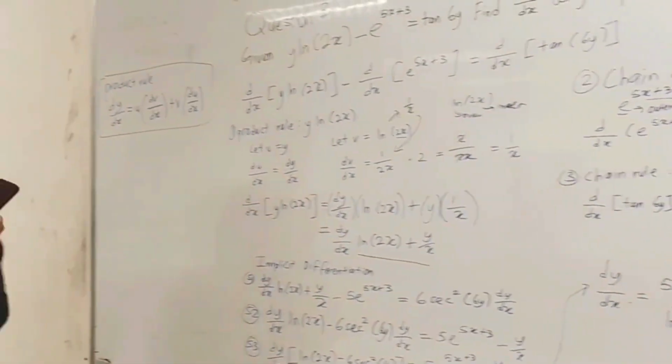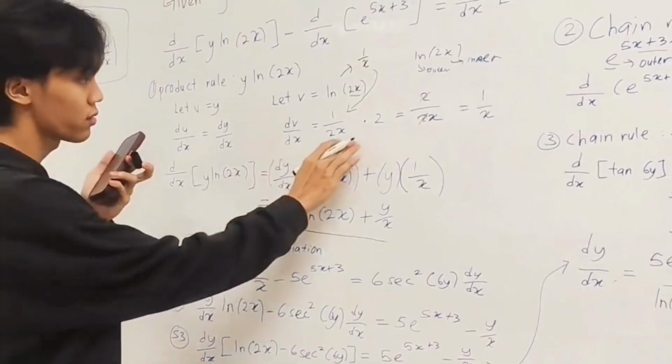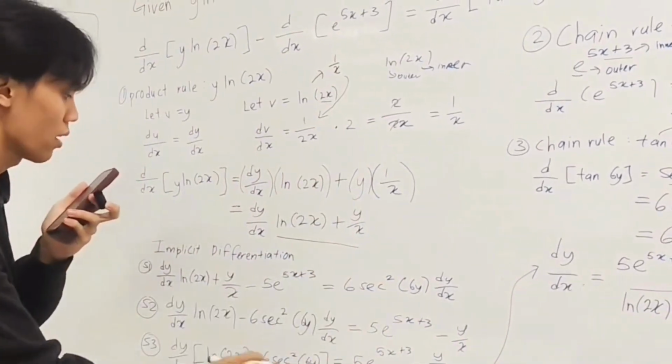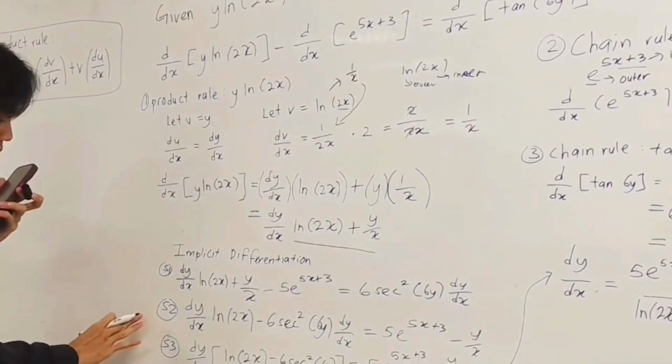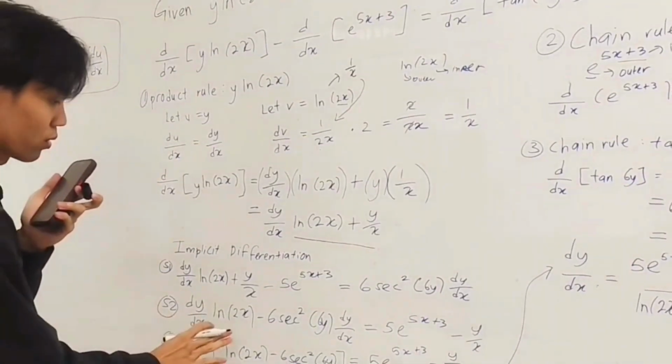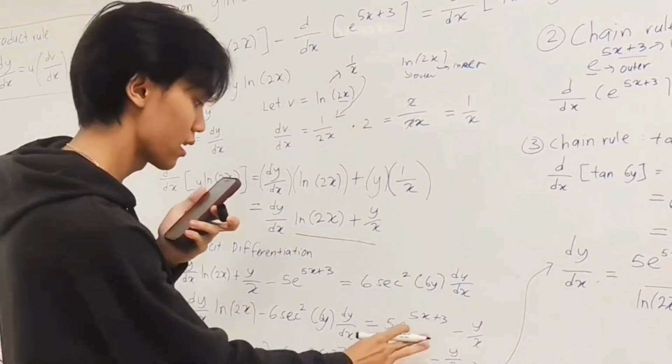Now, the final part, the implicit differentiation. The first step, we need to copy all the differentiation that we already did for our terms. We rearrange it like the question above. So after that, the second part is we need to rearrange all the dy/dx to the left-hand side and the normal ones to the right-hand side, like this.